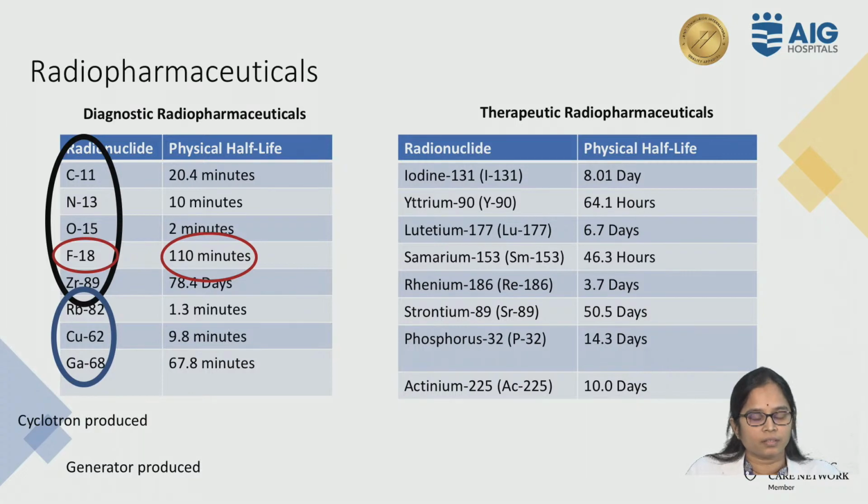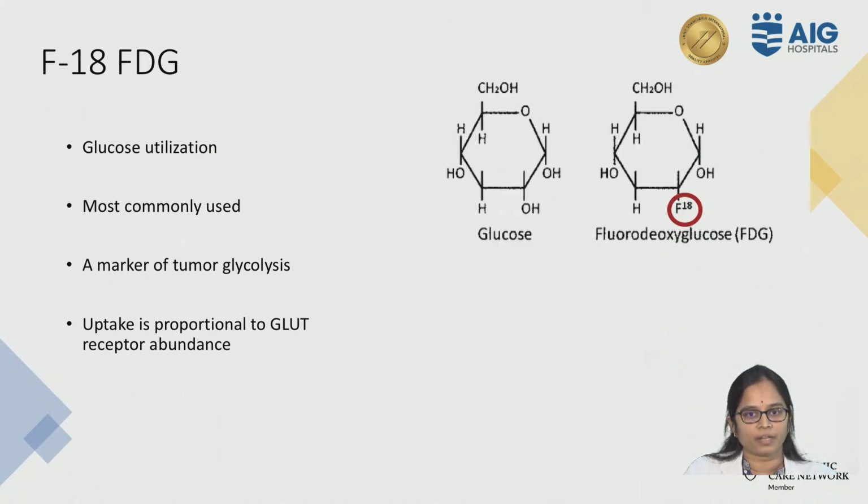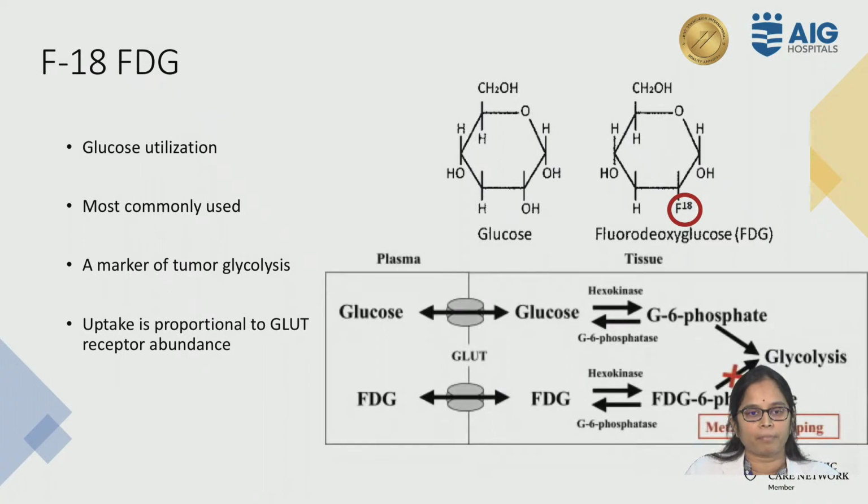So let's see the workhorse, that is fluorodeoxyglucose. It utilizes glucose metabolism and it is a marker of tumor glycolysis, and its uptake is proportional to the GLUT receptor abundance. So what is this fluorodeoxyglucose? It's just similar to glucose, only one OH is replaced by F18. So everything is similar, but only F18 is replaced. This makes it very important, because once it is taken up by the cell, similar to glucose, by the glucose receptors, it is phosphorylated, but it will not further undergo metabolism, so that it is a metabolic trapping. This is the basic mechanism of utilization of fluorodeoxyglucose, and it is similar to glucose.